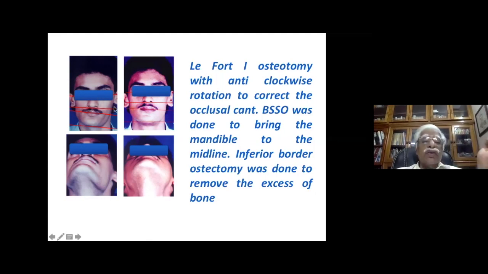So what I have done is that I did a Lefort 1 osteotomy and rotated it anticlockwise so that the occlusal plane of the maxilla has come forward. I did a bilateral sagittal split osteotomy so that the occlusion is corrected here. So the occlusal plane has become almost normal.